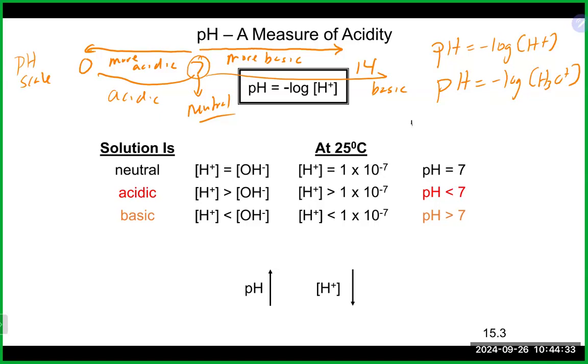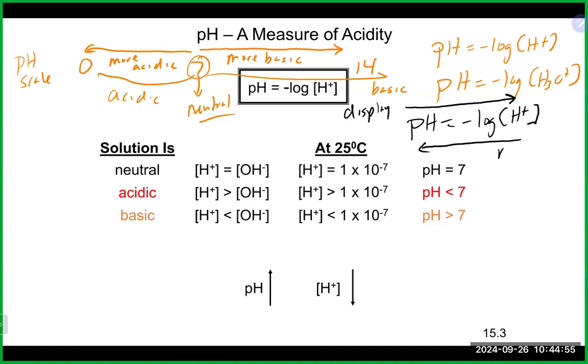So if you have a display calculator, you basically punch it in exactly the way it's written. If you have a non-display calculator, for this formula and all the other formulas that we're going to see, you need to go backwards, which means you need to start with a number, hit log, and then hit the negative button.